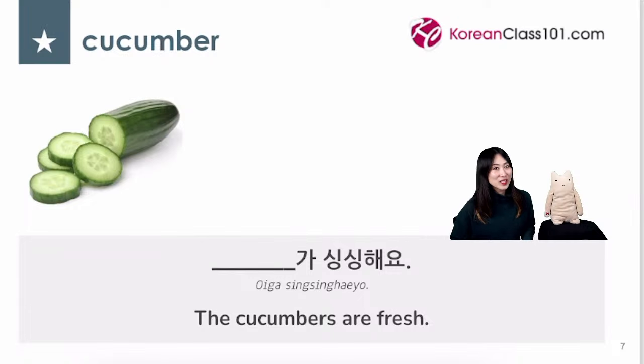So do you know how to say cucumber in Korean? Cucumber is very simple. It's 오이. 오이 is easy to pronounce, right?